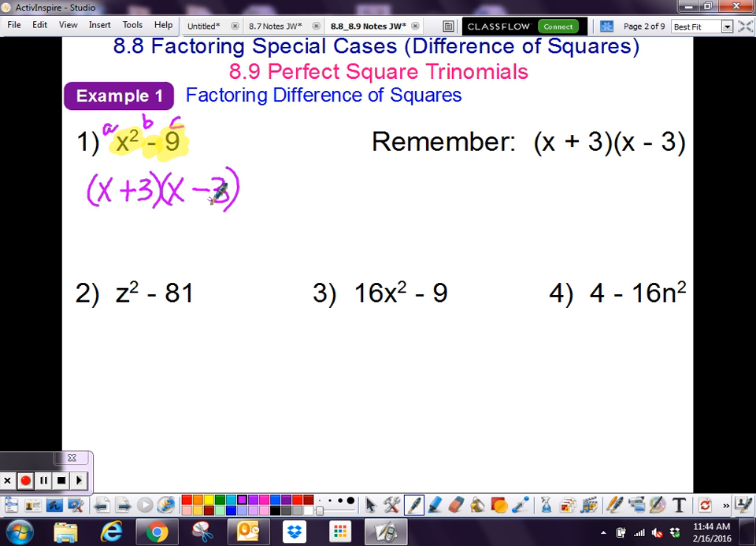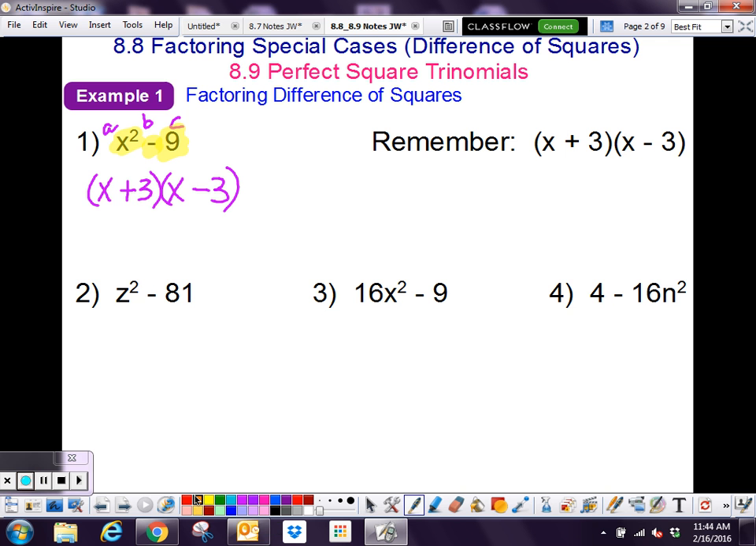And that's my answer. So notice in our last unit, we would have FOILed x plus 3 times x minus 3. And guess what we would get if we FOILed that? We would get x squared minus 9. So if it is a difference of squares, you can just write your answer.